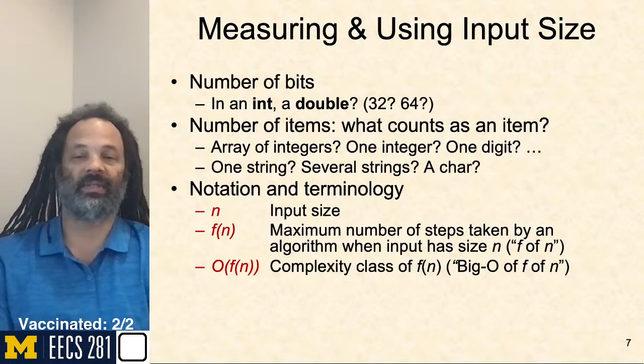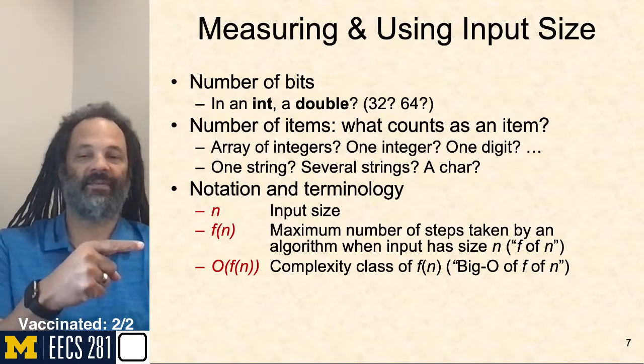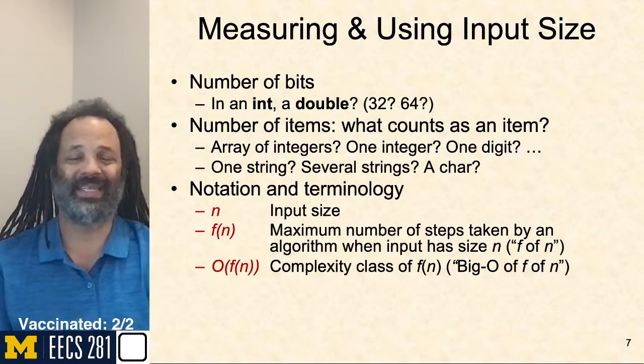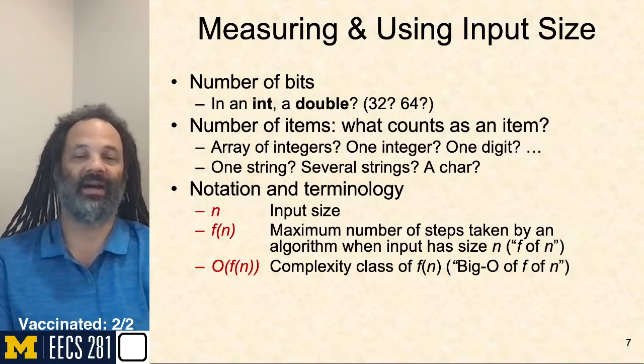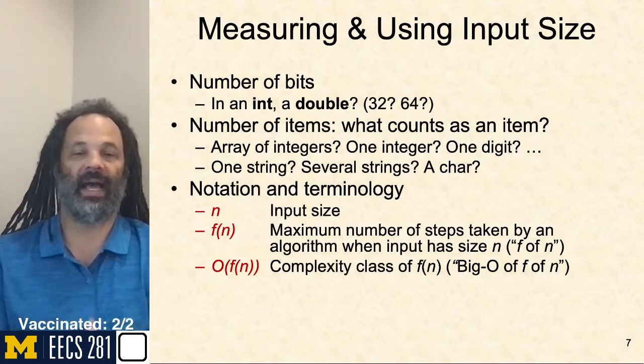So n is our input size, and we say that that's the thing that drives everything. Then f of n is the maximum number of steps that our algorithm is going to take while processing that data of size n. And then lastly, this big O of f of n is the complexity class.